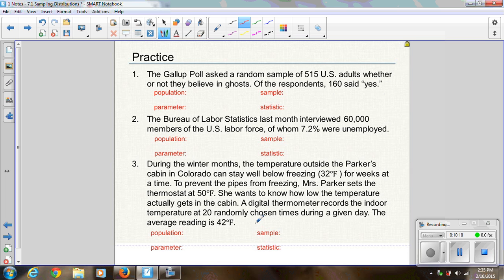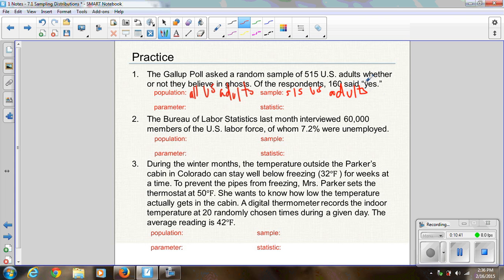So number one, it says Gallup poll asked a random sample of 515 U.S. adults whether or not they believe in ghosts. Of the respondents, 160 said yes. So the population is going to be all U.S. adults. That's who I'm trying to find information about. The sample would be the 515 U.S. adults that we actually asked.